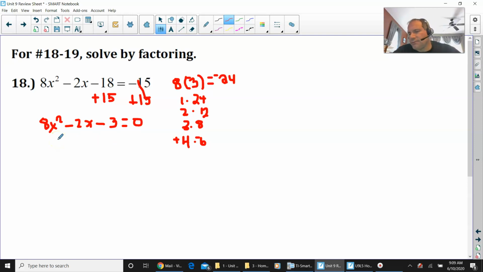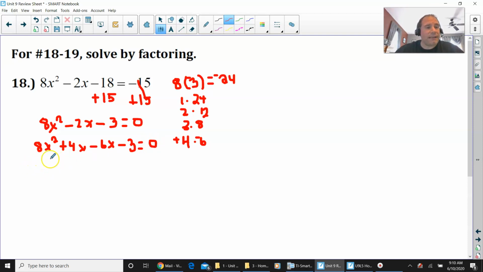So now we are going to put down, and the way I like to do this is to have 8x squared. Just write it down, 8x squared. Instead of the negative 2x, we are going to put positive 4x and a negative 6x. You notice that if you add that 4x and a negative 6x, you will get negative 2x. And then just drop the negative 3 down, all equal to 0. So now you have to factor it. Remember, you have to factor.